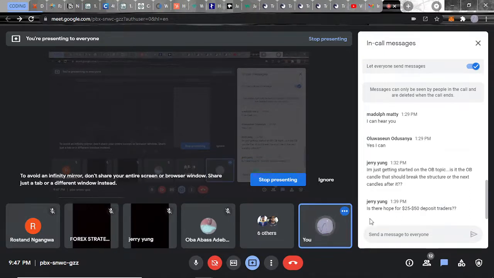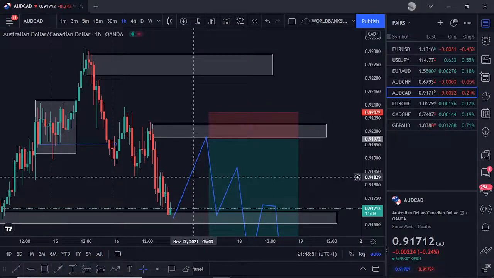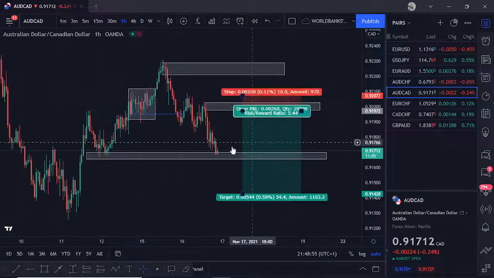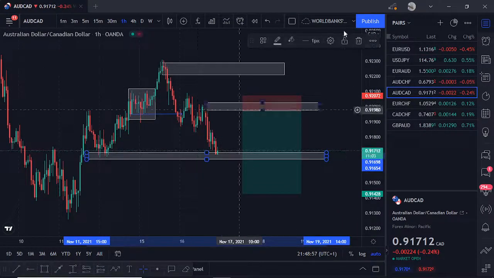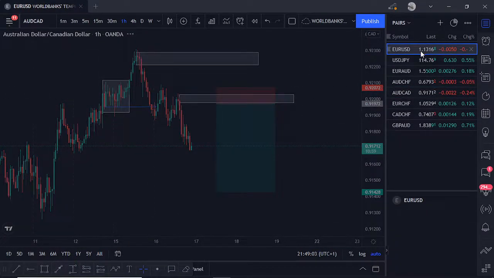Any other question? My expectations for AUD card. What's wrong with this network now? This network is good. It's telling me 3G.